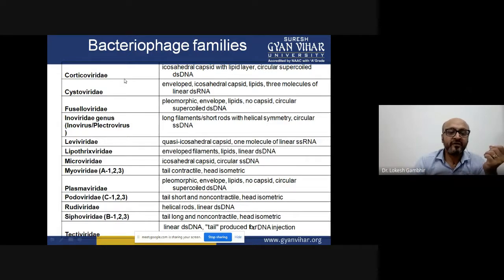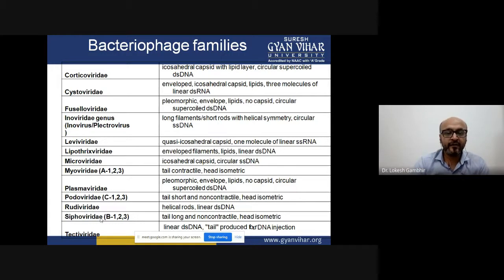When we are talking about Cystoviridae, it contains linear double strand DNA, and not only linear double strand DNA. This Cystoviridae is an example which is in a triploid state. It contains 3 molecules of single strand DNA. So that's a unique part. Not even this, we have Rudiviridae, which is again a linear double strand DNA, and the shape is kind of rods, the helical rods.